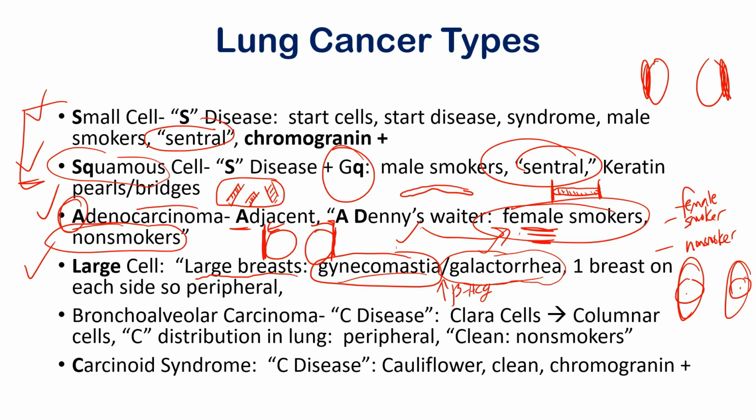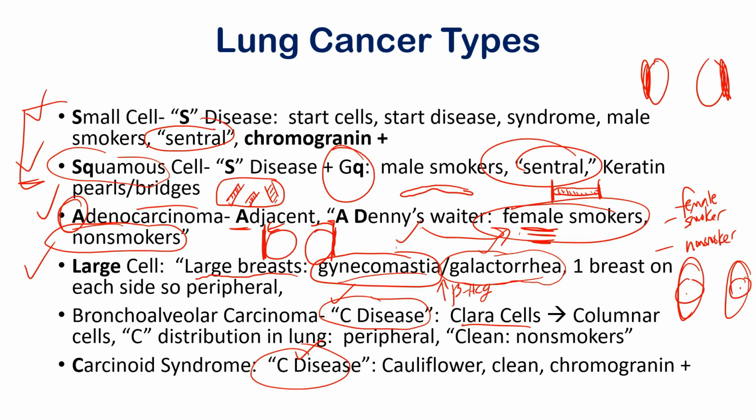It's called bronchoalveolar carcinoma. This one I just titled the C disease. Now I don't have a clever way to remember that, so you have to kind of remember that bronchoalveolar carcinoma is the C disease. Now for carcinoid syndrome, I also call it the C disease, but they both have some features of what would be considered a C disease. All right, so what are the features of C disease for bronchoalveolar carcinoma?